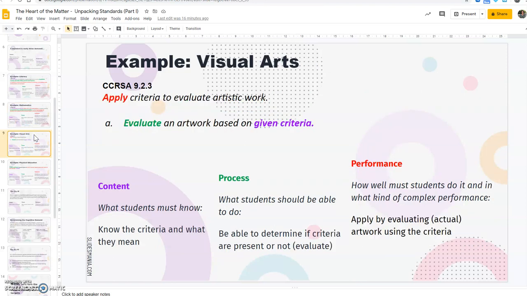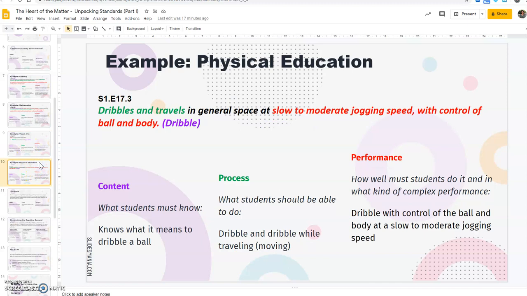For visual arts, the standard is apply criteria to evaluate artistic work. The A underneath the standard is evaluate an artwork based on given criteria. The content is to know the criteria and what they mean. The process is to be able to determine if criteria are present or not. In other words, evaluate. The performance is apply all of the criteria to an actual piece of artwork, a holistic evaluation using the criteria. The next one and final one is physical education.